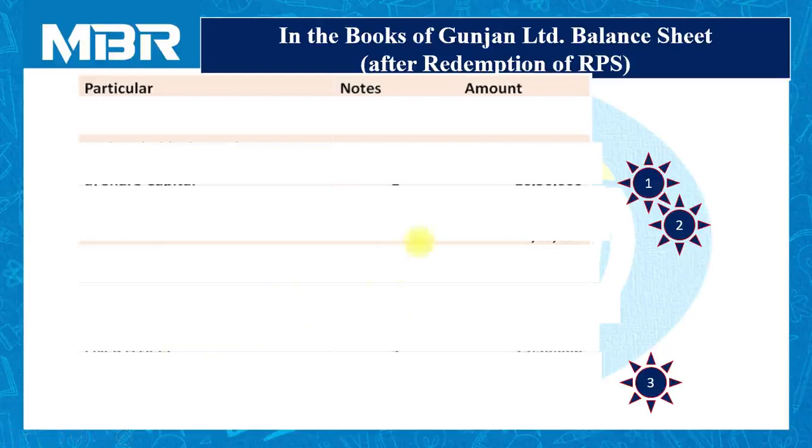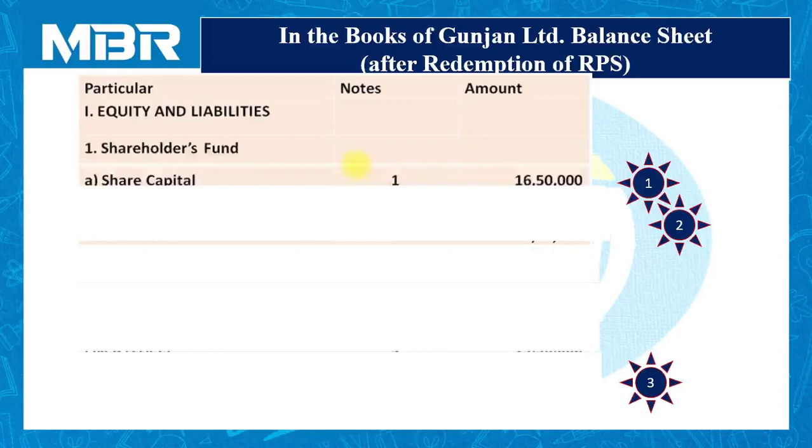So the title is: in the books of Gunjan Limited, balance sheet after redemption of RPS. We have to put our title very properly. As you all know, we have to prepare our balance sheet in vertical form. And the first part of the balance sheet in a vertical form is equities and liabilities. The first item under equity and liability is shareholders fund, and shareholders fund includes share capital.